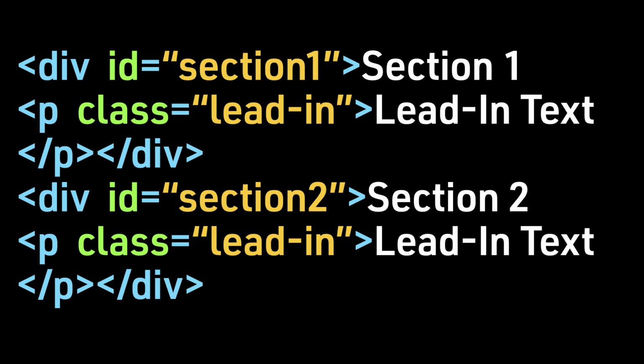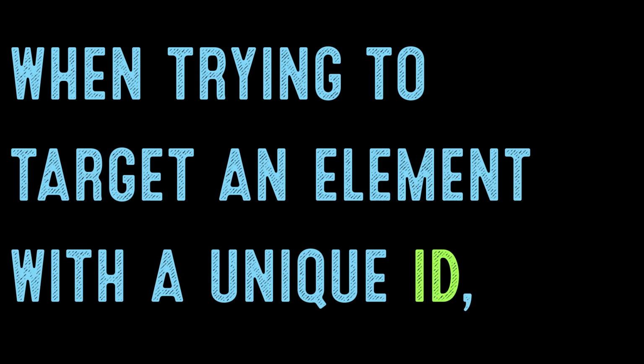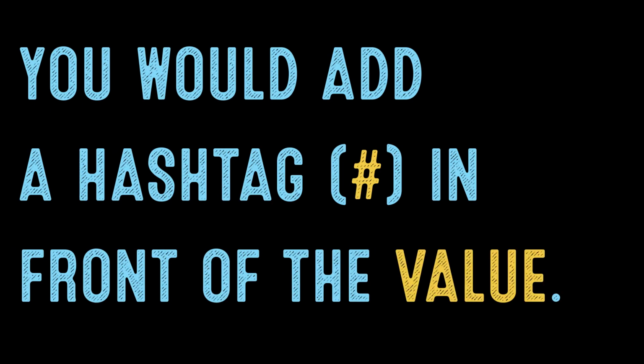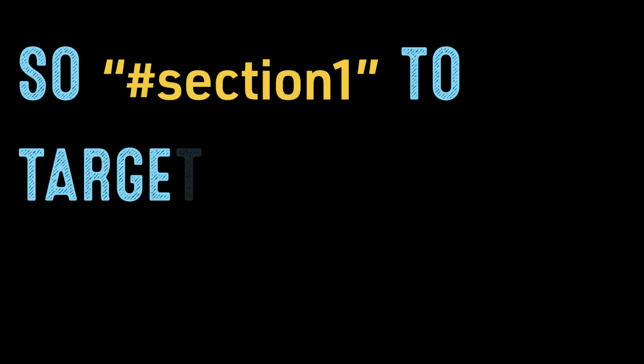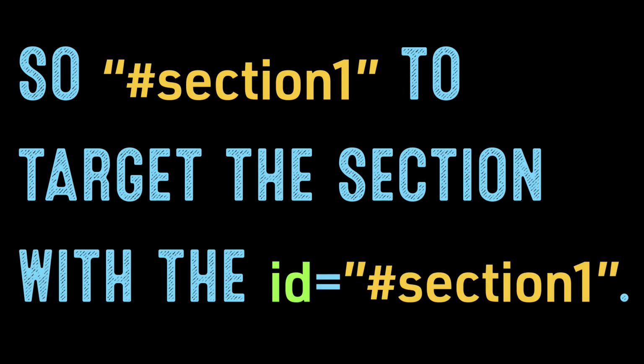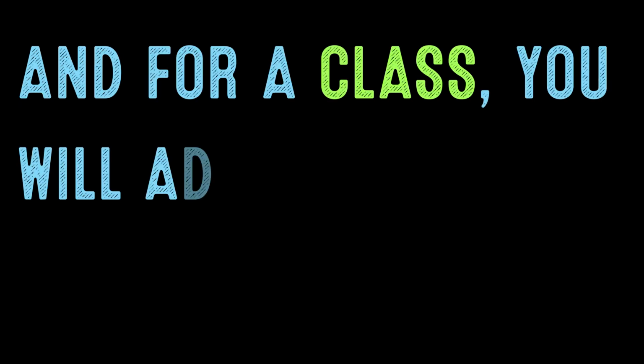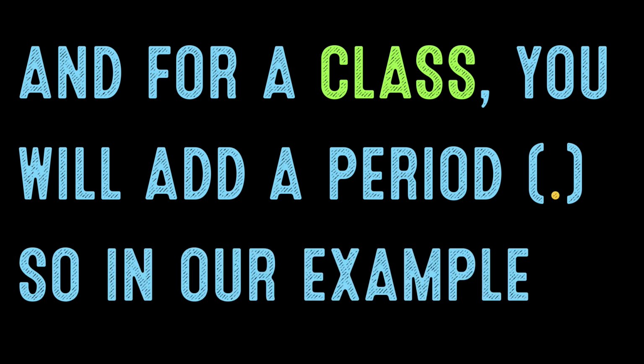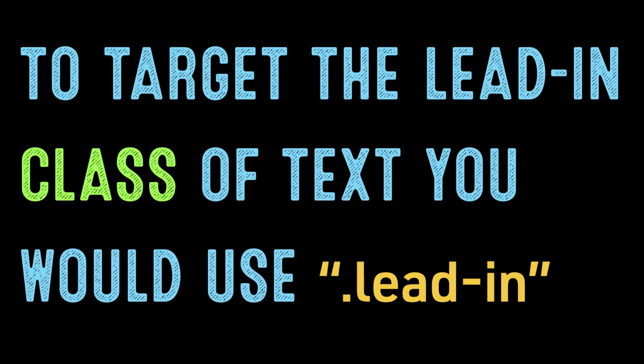You can see that sections 1 and 2 have ID attributes because they are unique, but the lead-in text has a class because it appears more than once. When trying to target an element with a unique ID, you would add a hashtag in front of the value. So hashtag section 1 to target the section with the ID equals section 1. And for a class, you will add a period. So in our example, to target the lead-in class of text, you would use period lead-in.